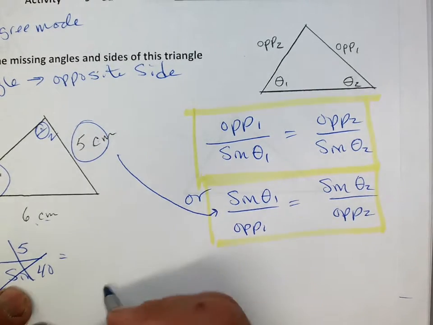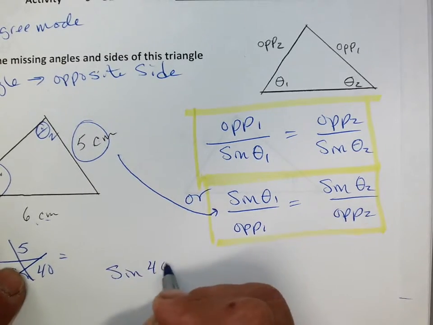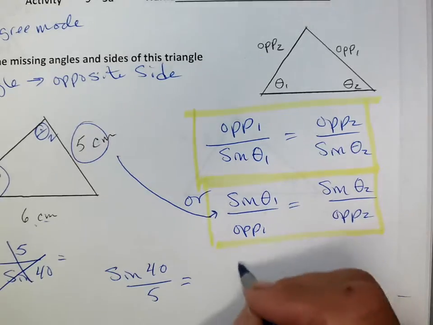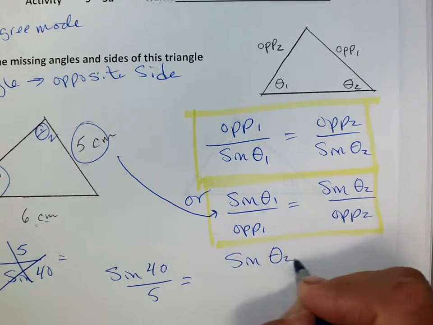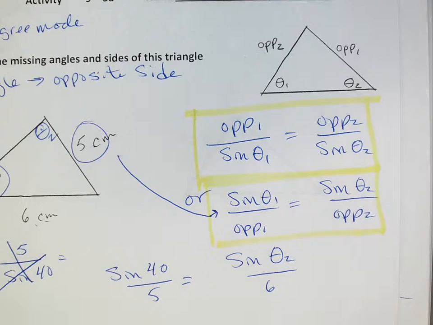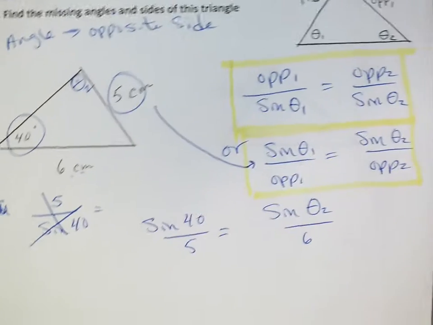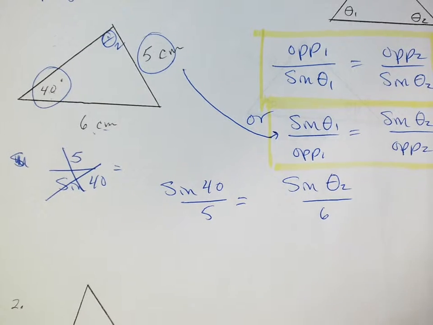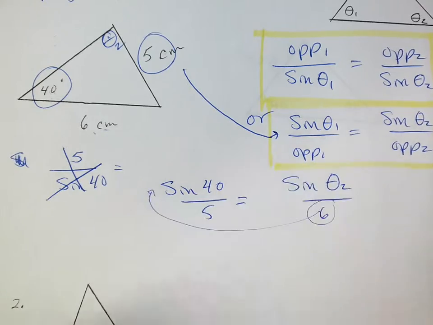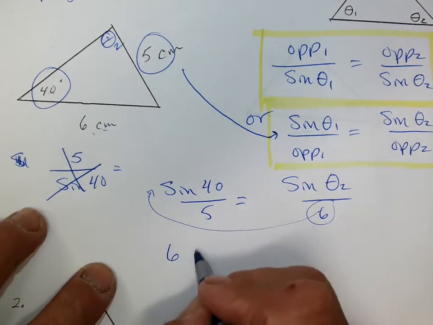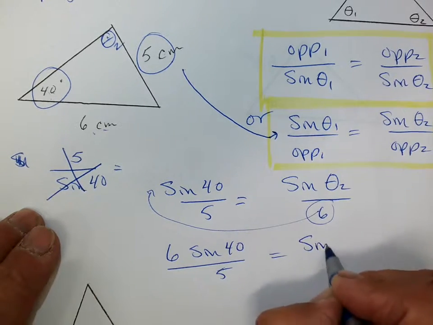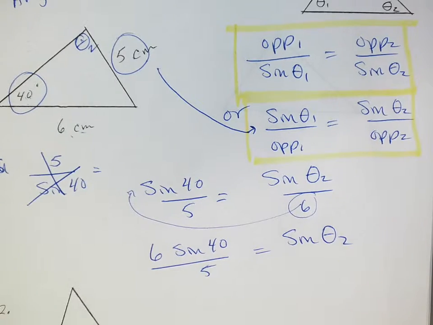So I'm going to rewrite it as sine of 40 over 5, so I put what I don't know down first, equals sine of theta 2 over 6. Now I'm just going to cross multiply. I'll bring the 6 up here and rewrite this as 6 times the sine of 40 over 5 equals sine of theta 2, okay?